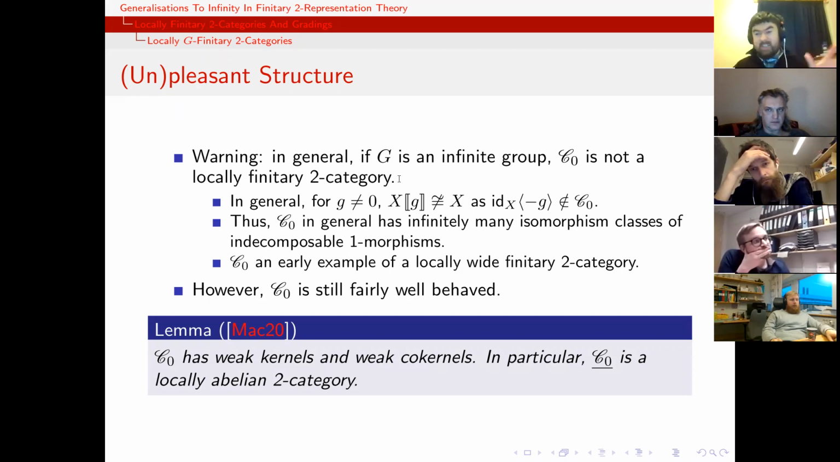And I'm aware I didn't actually mention what that means in the first half. A weak kernel has the same definition as a kernel, except that you drop the uniqueness requirement of the relevant morphism that comes from, obviously, the universal structure. So what this means in particular is the abelianization of C0 is what we'll call a locally abelian two category, by which I mean the Hom categories are still abelian.